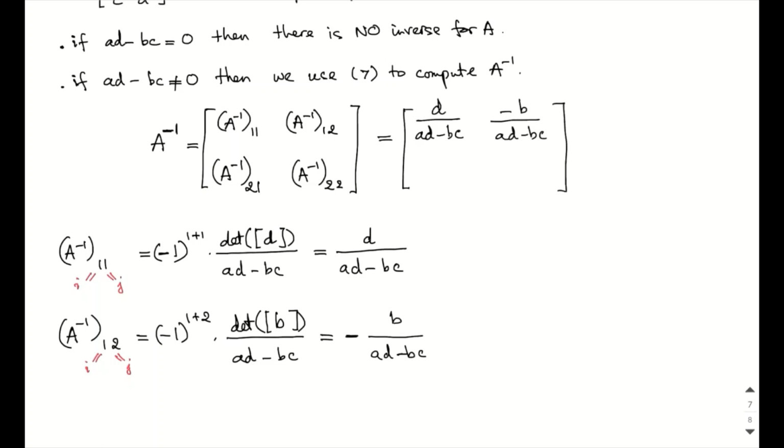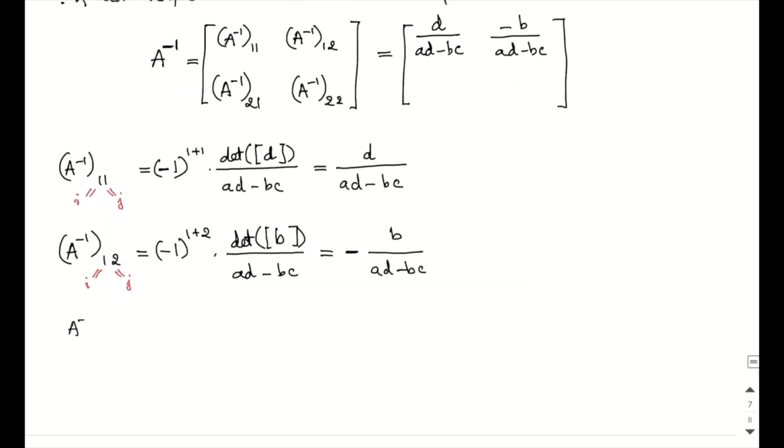All right, we have two positions left to compute. So A inverse 2, 1. Let's identify what is I and what is J. So negative 1, 2 plus 1. That's going to give you a negative sign because of odd exponent. The determinant obtained from A by deleting row 1, column 2, divided by AD minus BC.